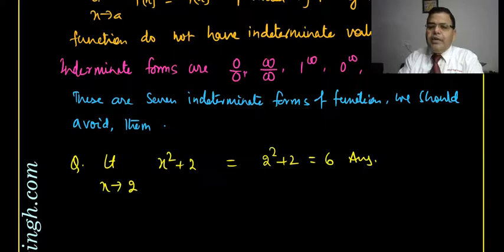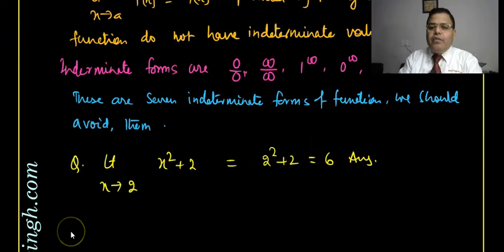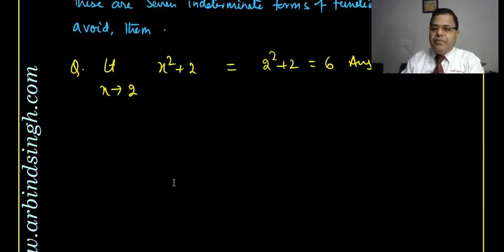So that is why we can put it; there is no problem at all. We can put x equal to 2 because x approaches 2, so we can put the value of x as 2, and there is no harm in doing that. But if by putting x equal to 2 we get any one of the seven indeterminate forms, then we will have to avoid it.